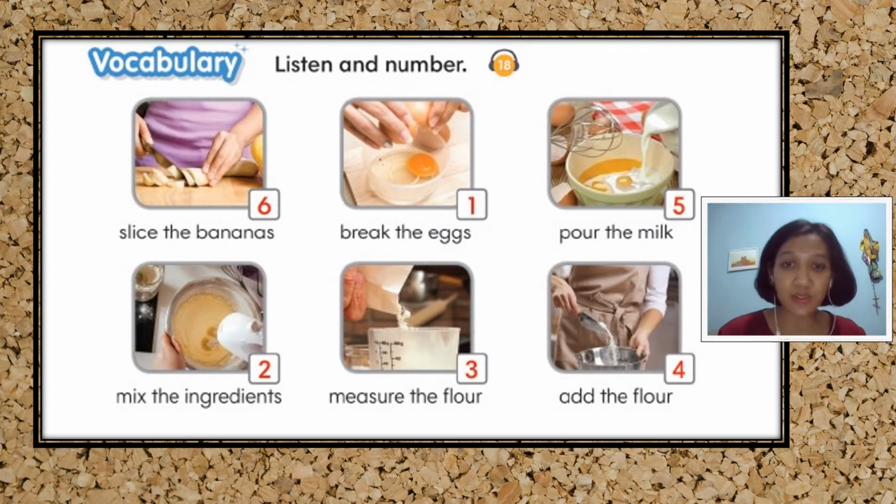After you listen to the recording, here is the answer for the recording. So can you check yours? The first one is break the eggs. Yes, break the eggs. And number 2 is mix the ingredients. Number 3, measure the flour. And then number 4, add the flour. Number 5, pour the milk. And the last one, 6, is slice the bananas. So is your answer correct here? And then are you ready for the next one?